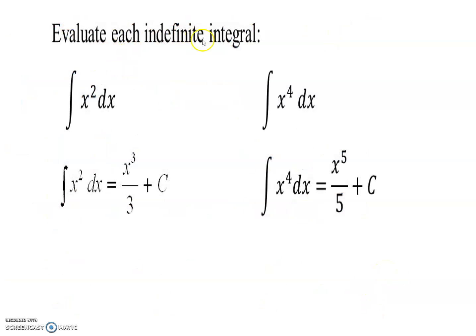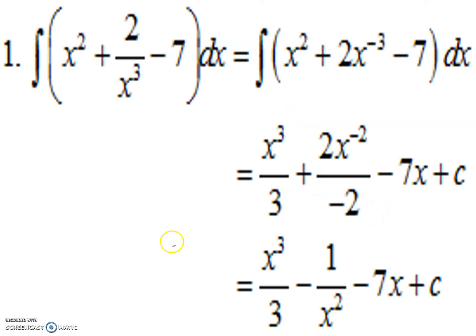Now evaluate each integral: x square dx. We know that the integration of x square dx is x cube upon 3 plus c. Integration of x raised to 4 dx is x raised to 5 upon 5 plus c. Now integrate x square plus 2 upon x cube minus 7. X square we know, but we know that 1 upon x cube is x raised to minus 3. That's why we have to simplify first and then evaluate the integration term by term.